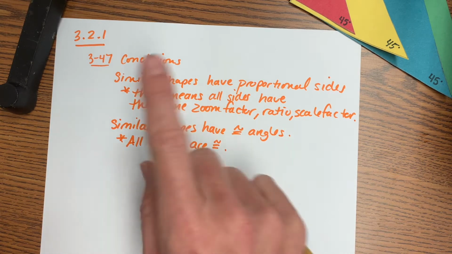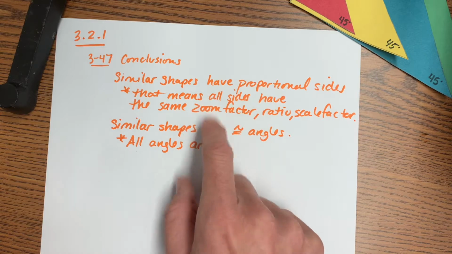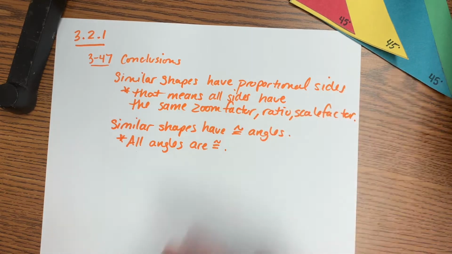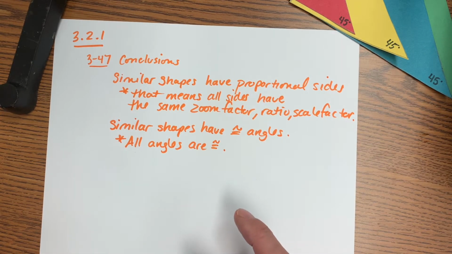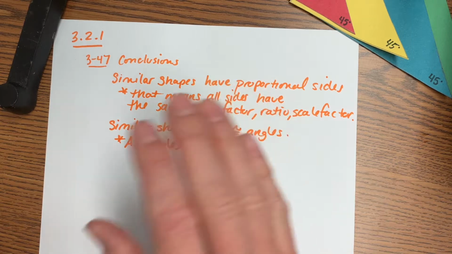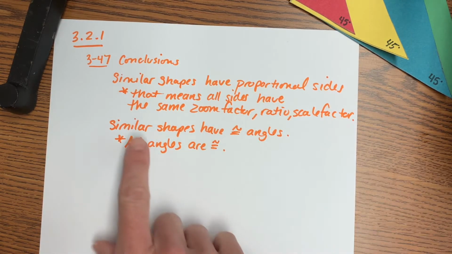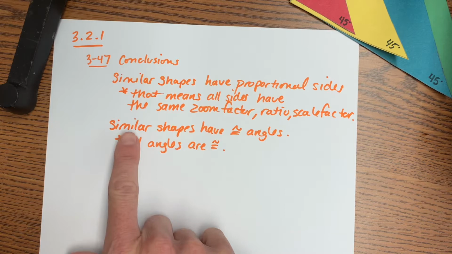So all three sides on a triangle will have the same zoom factor or ratio or scale factor, whatever you want to call it. That's a dilation for you. All the sides grow the same or shrink the same. It depends on what the scale factor is.